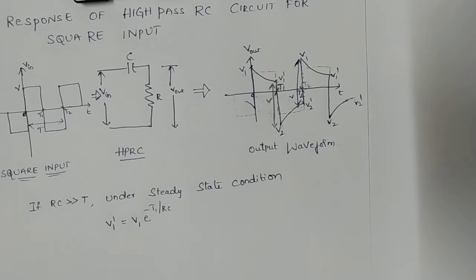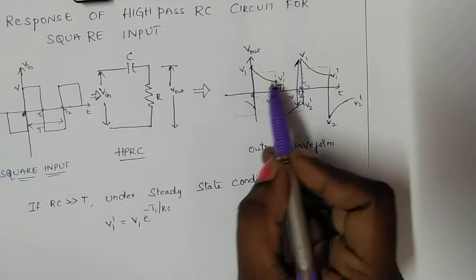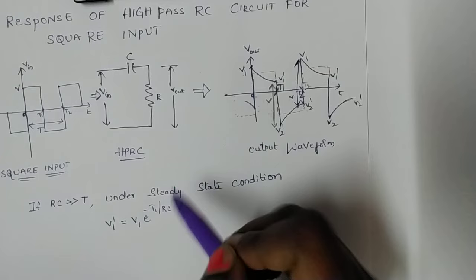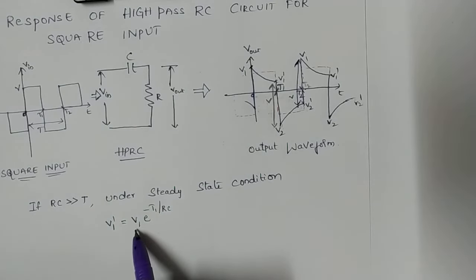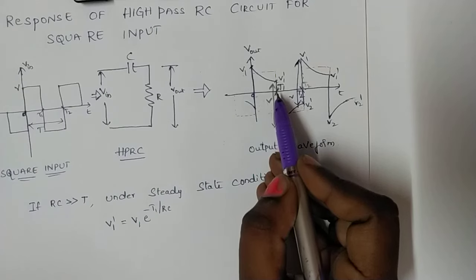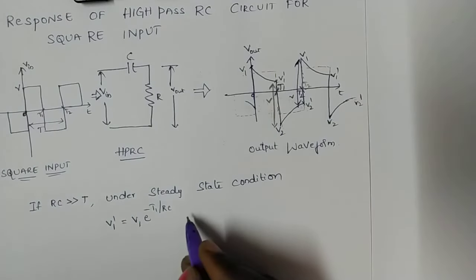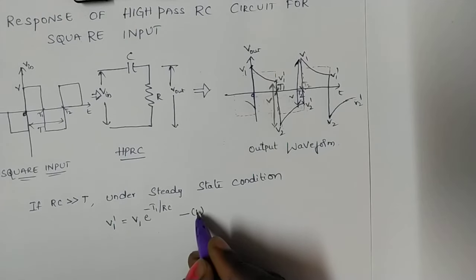For the step input signal there will be an exponential decay, and we know the output equation, V into e power of minus T by RC. In that formula we substitute for V1 dash. Here V starts from V1, so in place of V I write V1, and e power of minus T by RC. Here T is T1. So I write it like this and make this equation 1.